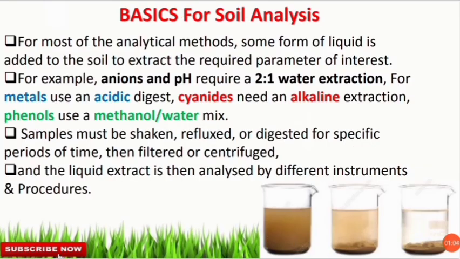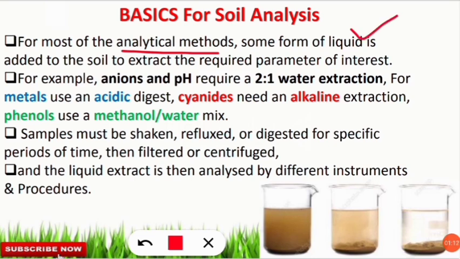Next, we should make a solution of the soil which we have separated. Why? Because for most analytical methods, the liquid form is preferred for the analysis. So what liquid should we add? For example, if we are going to analyze the anions and pH of the soil sample, then we require a 2:1 water extraction. What is this 2:1? That means if we are taking 2 parts of the soil, that is 2 gram, then we should take 1 gram of water.